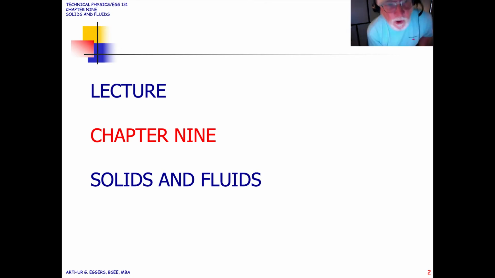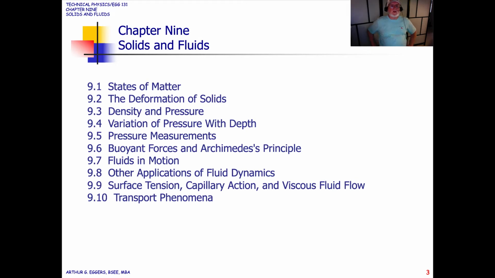So now we move away from the realm of the kinds of things that we've been seeing for the past 8 chapters into chapter 9, solids and fluids. We start looking at the states of matter, and then understanding deformation of solids, looking at density and pressure, variation of pressure with depth, where we start dealing with submersing things and determining what types of pressures we're dealing with. Pressure measurements, buoyant forces, and Archimedes' principle. And then we move to fluids and the fluids in motion, other applications of fluid dynamics, surface tension, capillary action, viscous fluid flow, transport phenomenon.